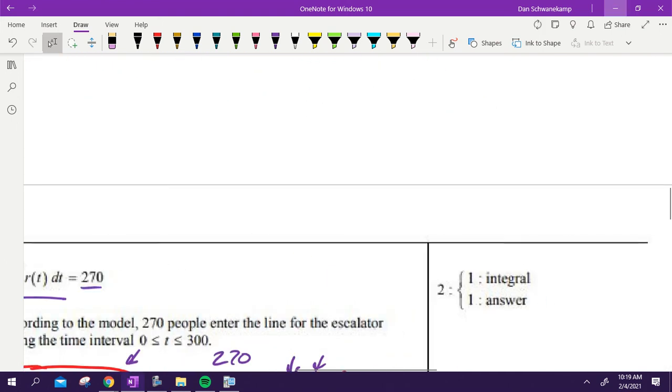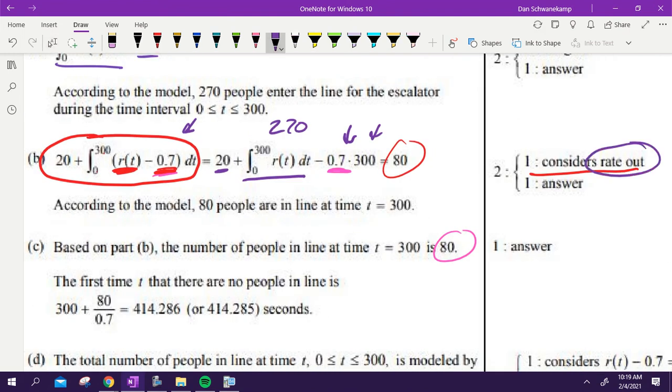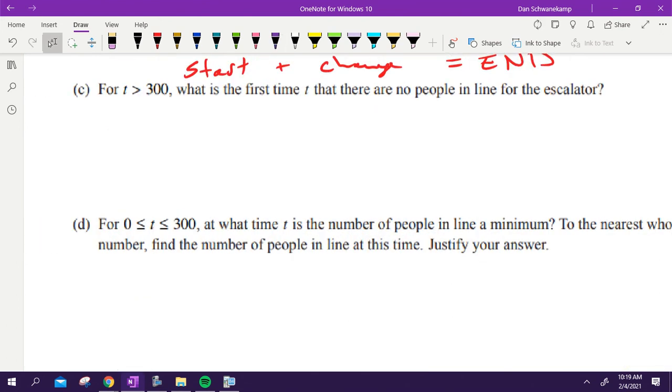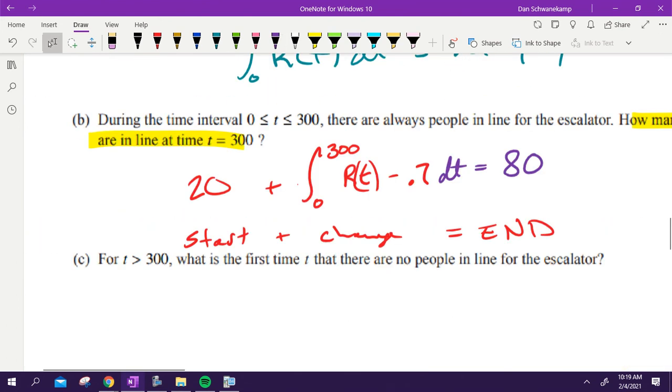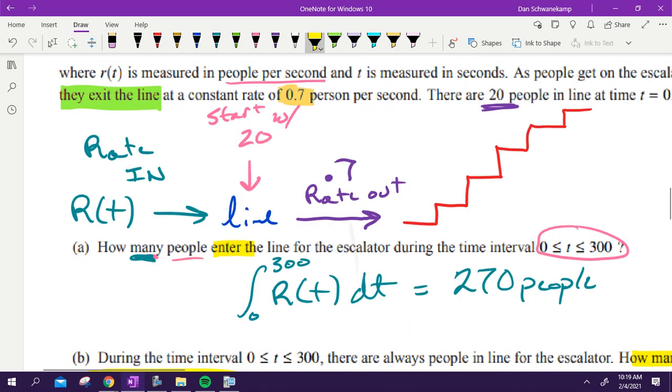Just again, so you can see the scoring on this: 1 point if you included the rate out, and 1 point for your answer. Now, for when t is greater than 300, look at this. This is confusing to some. When t is greater than 300, what it says up here is nobody else enters the line. So after 300 seconds, nobody's entering the line anymore. That line stops growing. It's just people leaving.